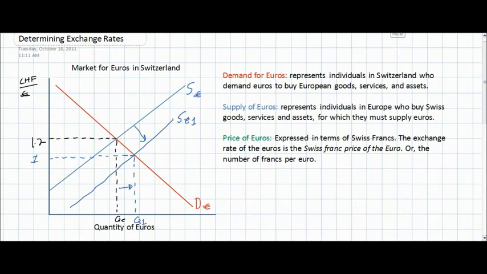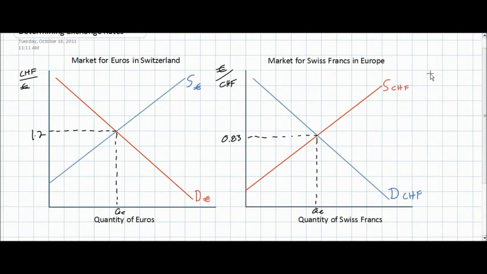Next, we'll look at the market for Swiss francs in Europe and compare the exchange rate for Swiss francs to the exchange rate for euros and see how the two exchange rates are related. In the new graph on the right, we see the market for Swiss francs in Europe. Let's make a few observations about this graph before we do analysis on what could cause a change in the exchange rate for Swiss francs in Europe.